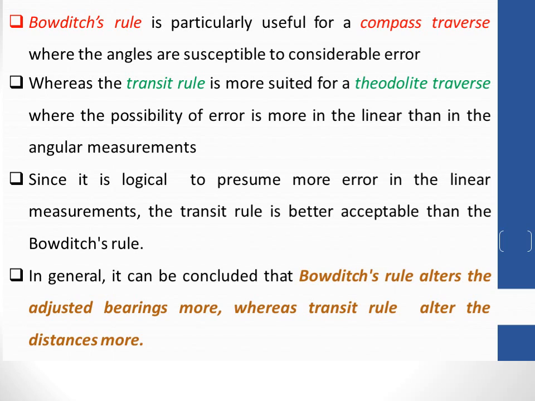Okay, since it is logical to presume more error in the linear measurements, the transit rule is more acceptable than the Bowditch's rule. Comparing both rules, we prefer the transit rule because we know more errors are susceptible in the linear measurements. In general, it can be concluded that Bowditch's rule alters the adjusted bearings more, whereas the transit rule alters the distances more.